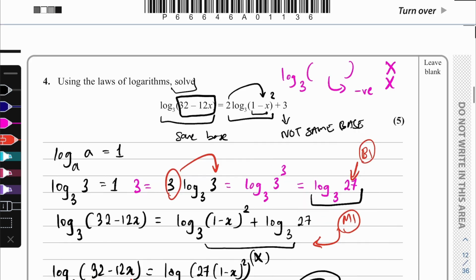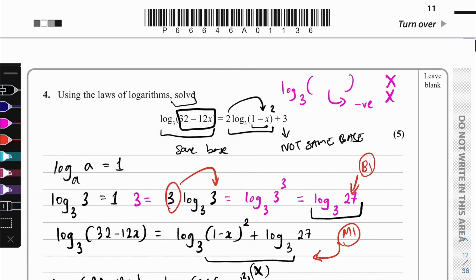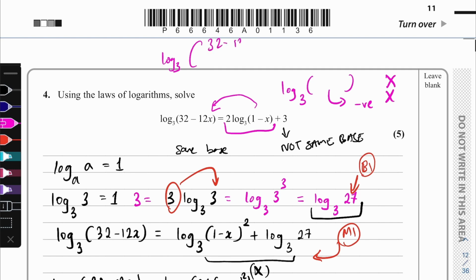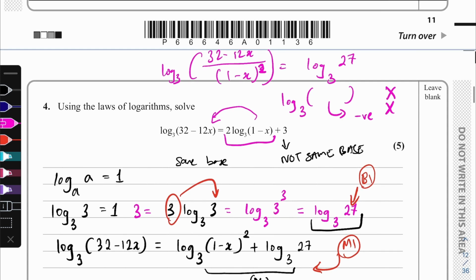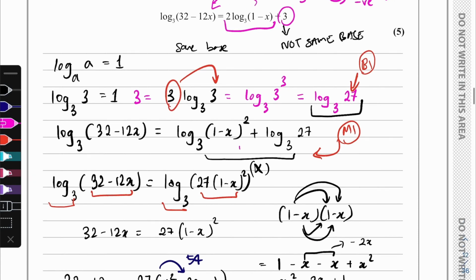It is to be noted that you could have also taken this log, so let me do this in another color, over here to the other side, and we would get log base 3 of 32 minus 12x all over 1 minus x squared equals log base 3 of 27. You can see it still gives us the same equation. So no matter what you do, you will still get the same answers, whether you move the log to this side or you don't do anything to the logs, or we just add them as we did over here.